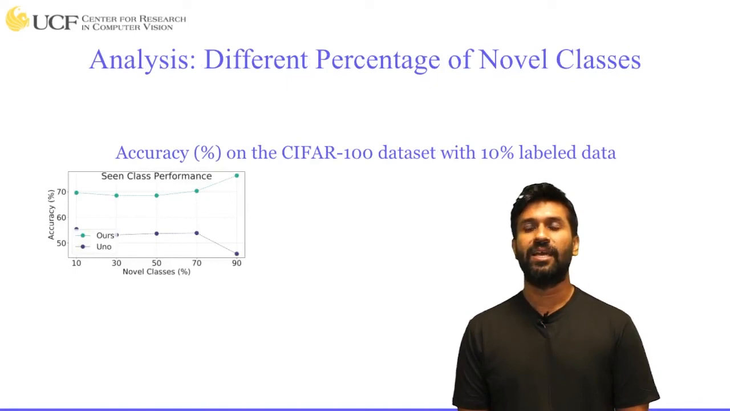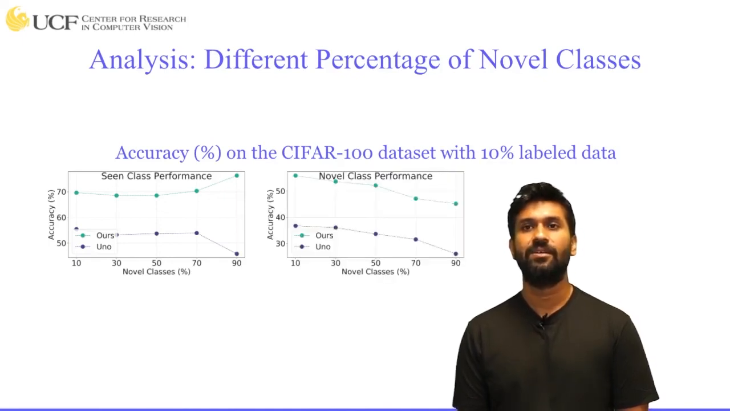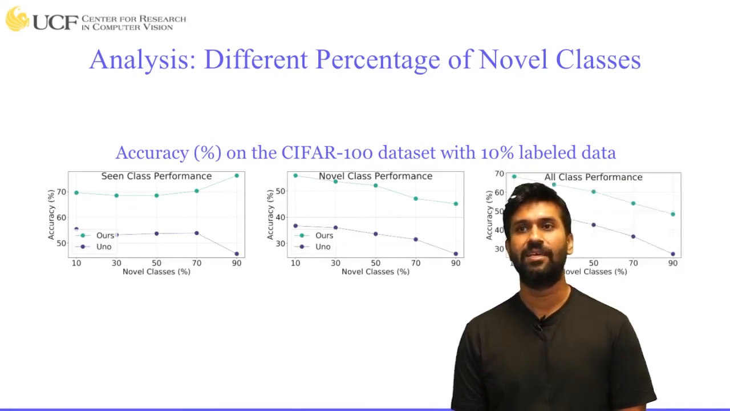And here we are showing another analysis. For most of our work, we assume that 50% classes are known and 50% classes are novel. What if we vary the percentage of novel classes? So this left plot is showing the performance on seen classes with different percentages of novel classes, and we see that our method performs reasonably well. And if the percentage of novel classes is very high, that means the number of seen classes is very low, the performance on seen classes goes higher, which is expected because the task for seen class classification is easier now. We see a predictable pattern for novel class performance. The performance of novel classes goes down as we increase the percentage of novel classes, and the overall performance is predictable as well.